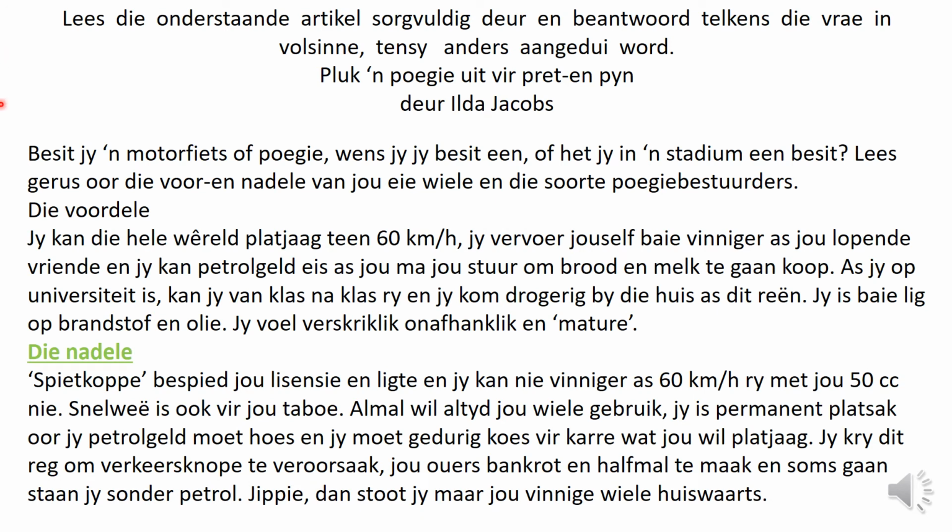Okay, so here we have quite a few nadele. So you can read all of the nadele, all of the disadvantages, and then choose one and then say why. So the first one says, speedkoppe bespied jou lisensie en ligte en jy kan nie vinniger as 60 km ry nie. So you can't drive more than 60 kilometers an hour. So that is the biggest disadvantage for you. You can say something like, it'll take you forever to get to your destination, or you can't drive on a highway, something like that.